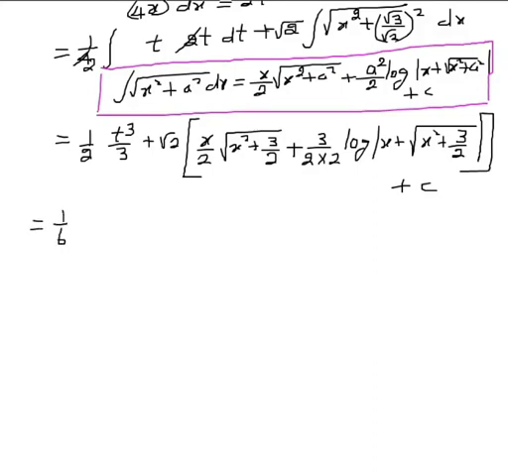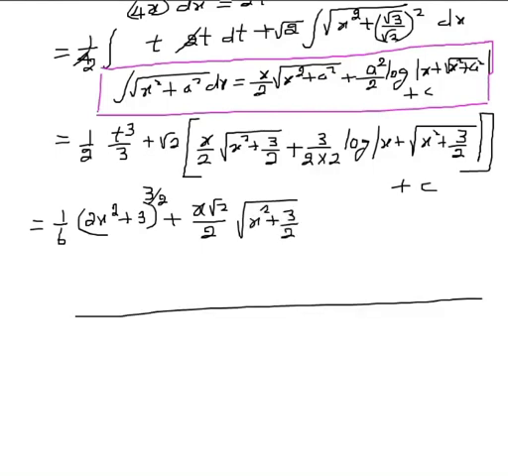Let us substitute for t. T is root of 2x square plus 3. Root can be written as power half, so the power becomes 3 by 2. Let us open the brackets. X root 2 by 2 root of x square plus 3 by 2 plus, let us distribute that root 2, 3 root 2 by 4 log of absolute value of x plus root of x square plus 3 by 2 and plus c.